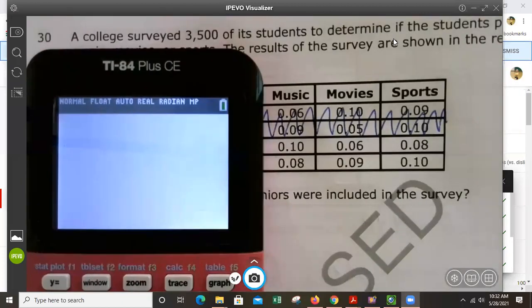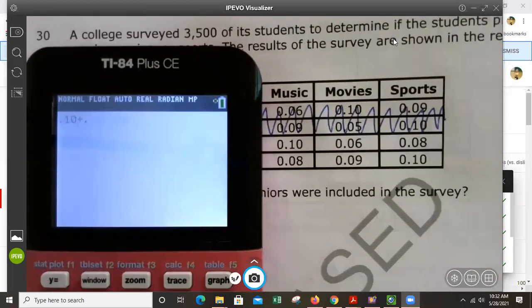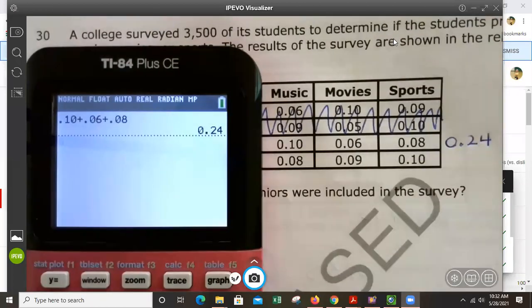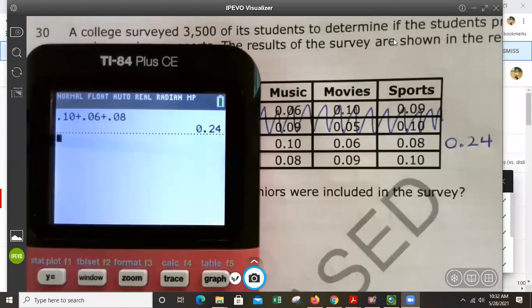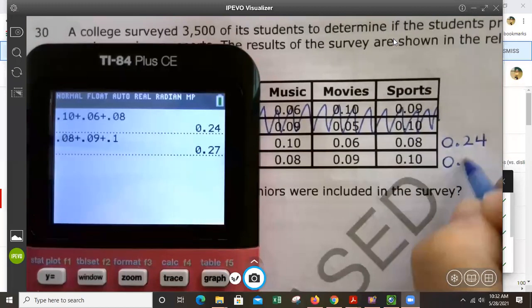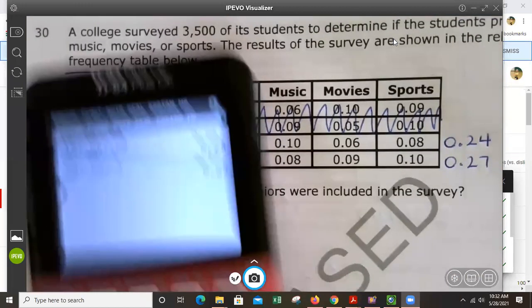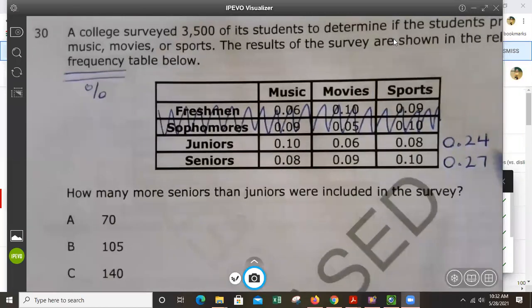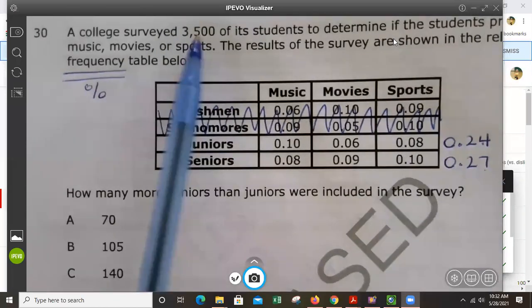We're gonna add them, which gives us 24%. We have 0.08 plus 0.09 plus 0.1, which gives us 27%. That is 24% and 27% of the 3,500.